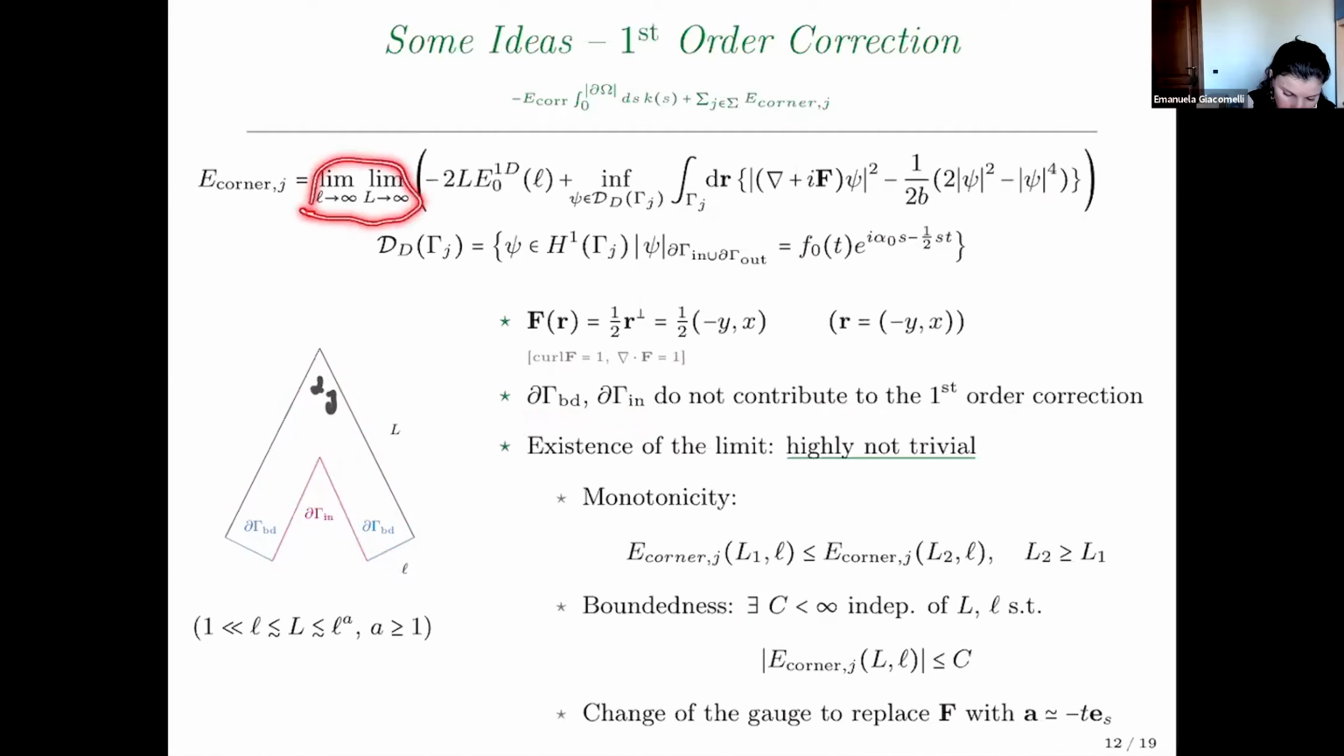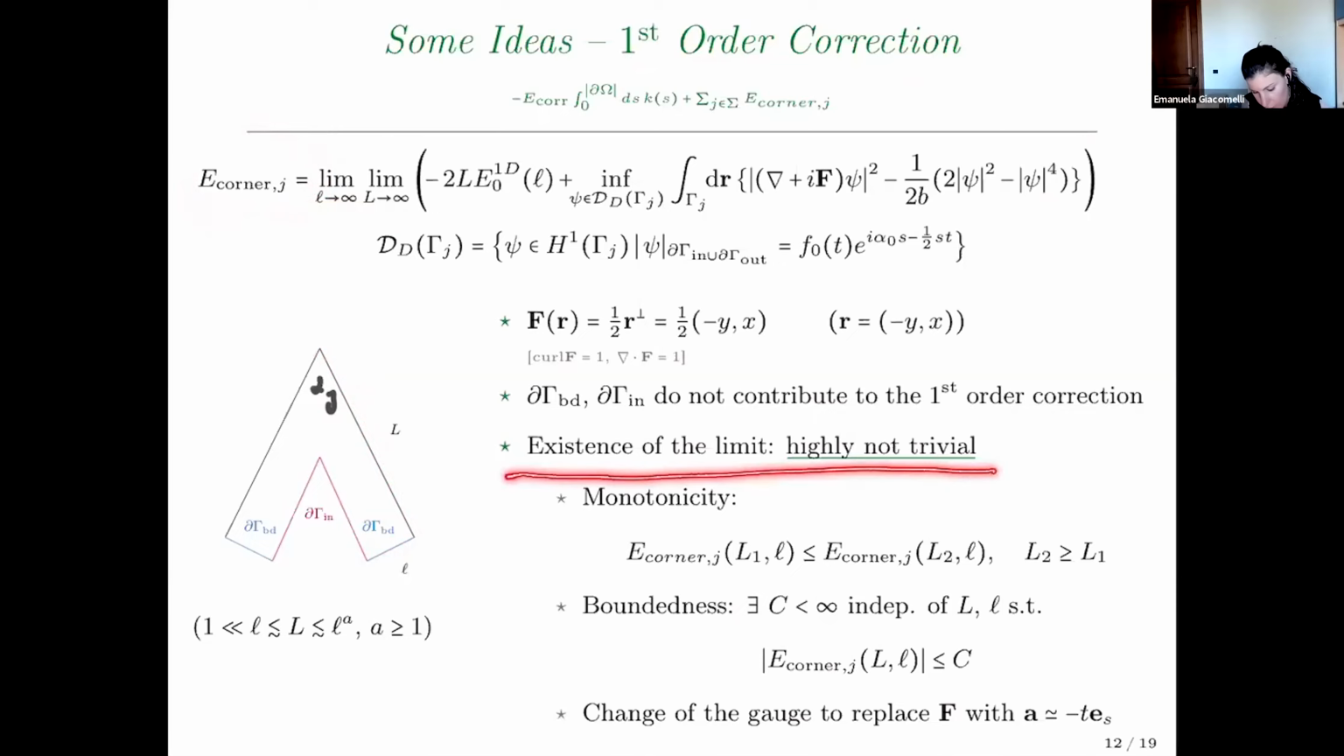So again, let me say that here we take the limit as l and capital L go to infinity, because you see now that we are sending these sides to infinity, as we are working in rescaled coordinates and just zooming in close to the corner. And finally, what I want to underline is that the first thing you should do if you want to study the first order correction is to prove that what you define as the corner contribution is well defined. And in order to do that, in particular, you should prove that this limit exists.